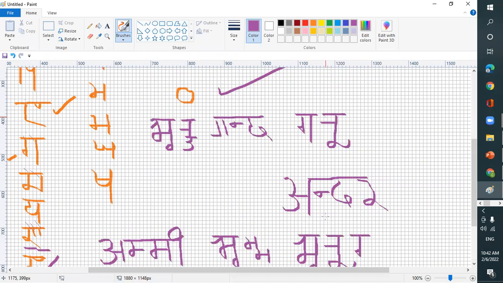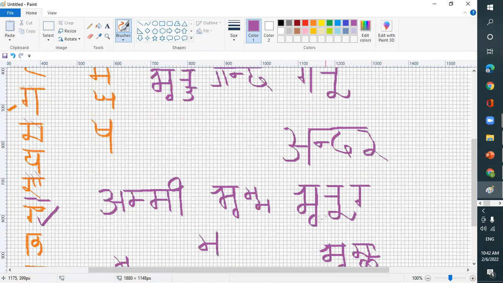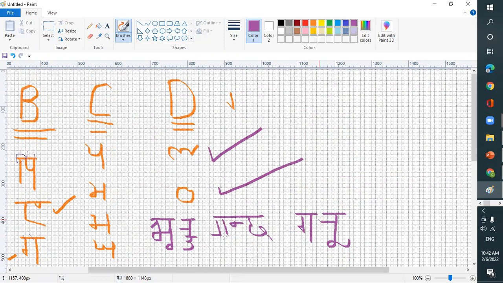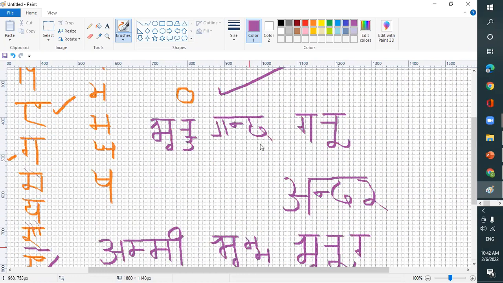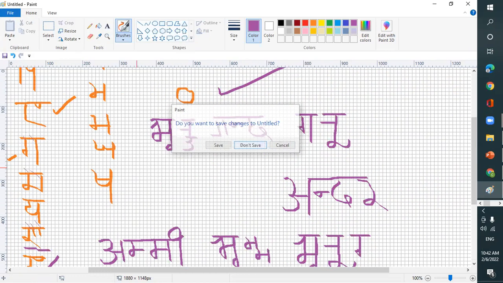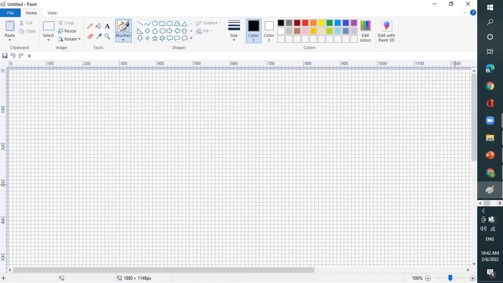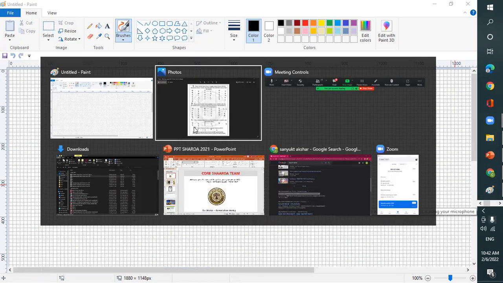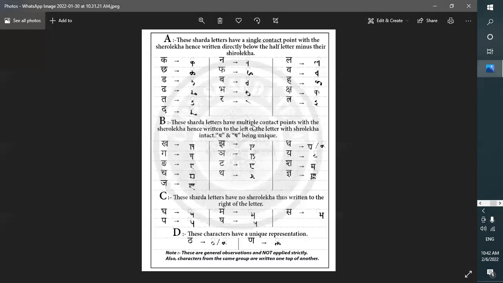We will take some more examples tomorrow, and also give you some assignments for this category A. Now let me take category B. Let us read what is written about the category B rule. Read category B: These Sharda letters have multiple contact points with the Shirorekha, hence written to the left of the letter. Please remember what is written. And written to the left of the letter with Shirorekha intact.